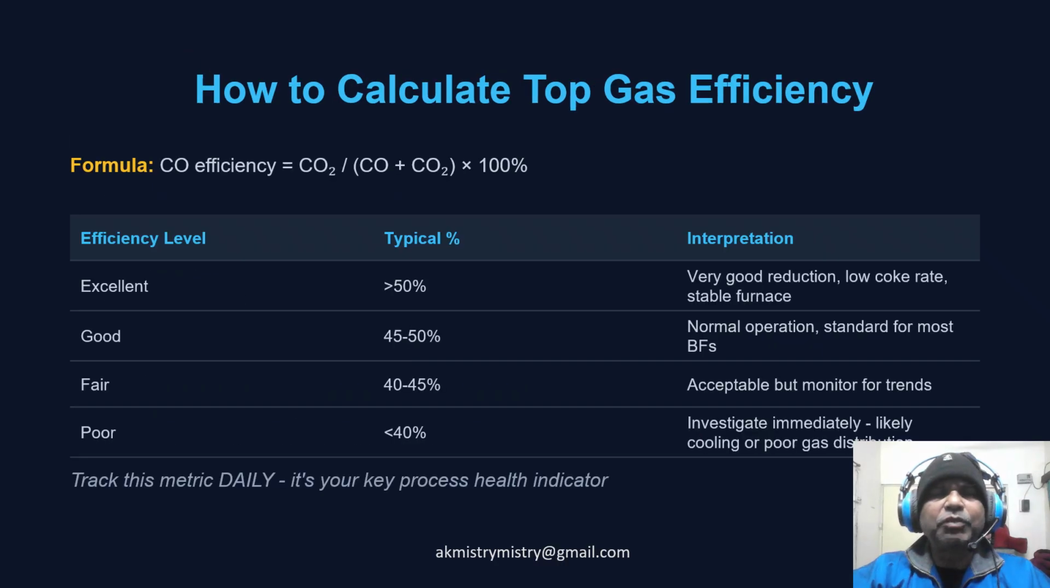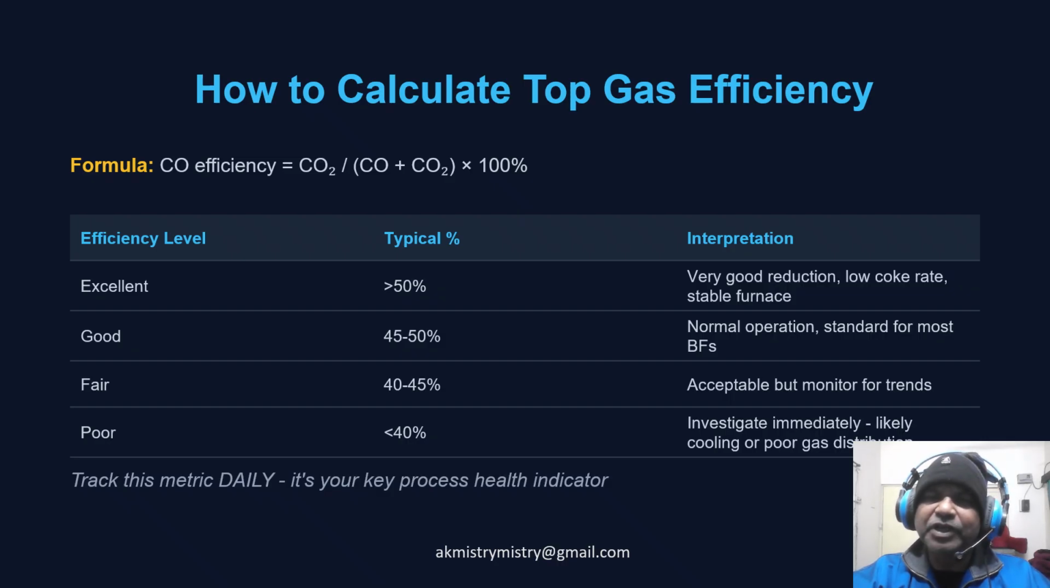So, top gas efficiency expressed as carbon monoxide efficiency is another powerful daily metric. It is calculated as CO2 divided by CO plus CO2, multiplied by 100%. Excellent furnaces achieve about 50% efficiency, which corresponds to very good reduction, low coke rate and stable operation. A range of 45 to 50% is considered good and typical for many blast furnaces.